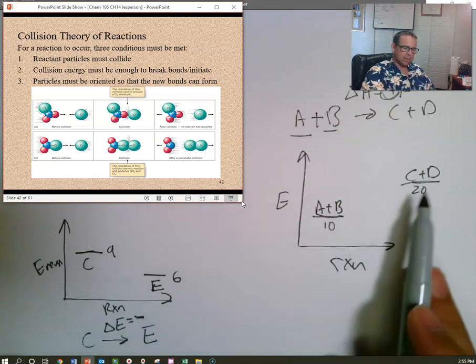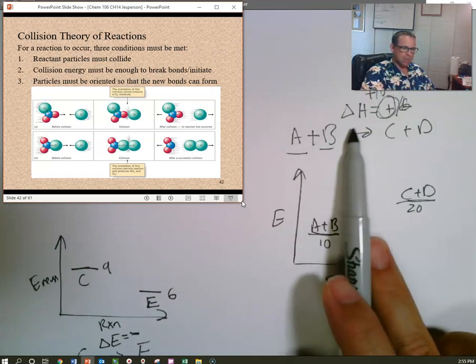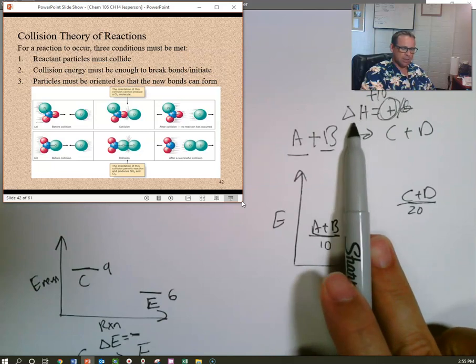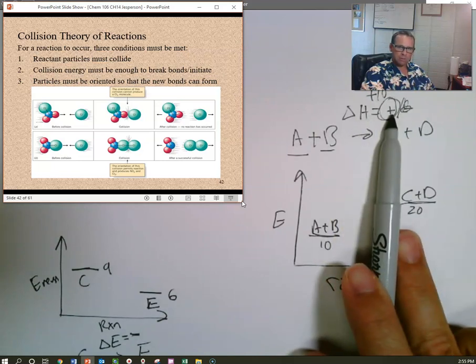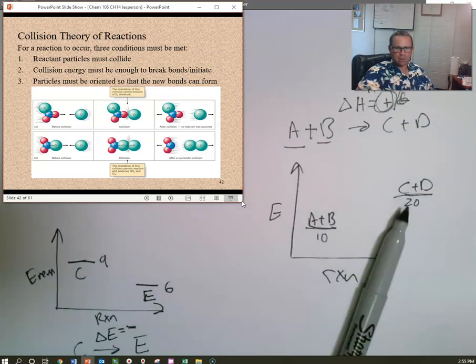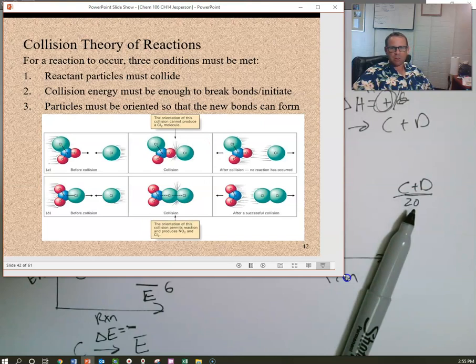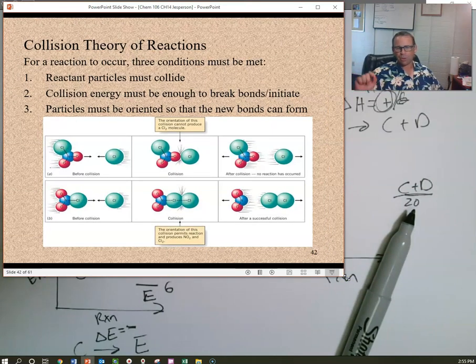Okay? So when the process loses energy, the change in energy will be a negative. When the process gains energy, and you can tell it gains energy because the products are higher in energy than the reactants, then the delta H or delta E energy change will be positive. Okay? So these are our energy diagrams. All right? And now we're going to talk about some of these energy diagrams and how they relate to the rate of a given reaction. Okay? Now let's think about this for a second.